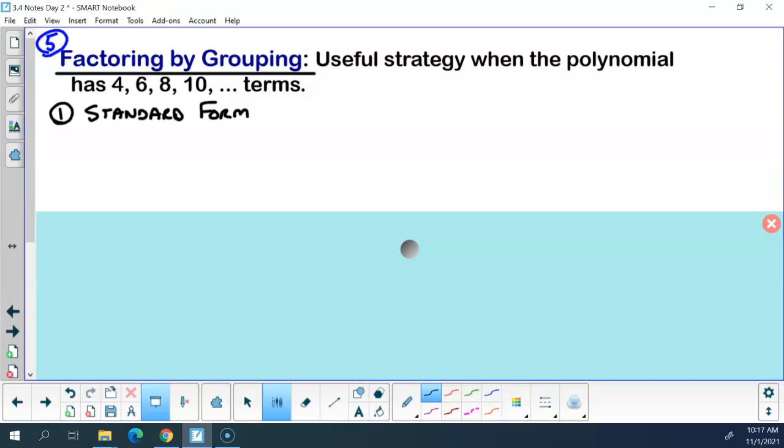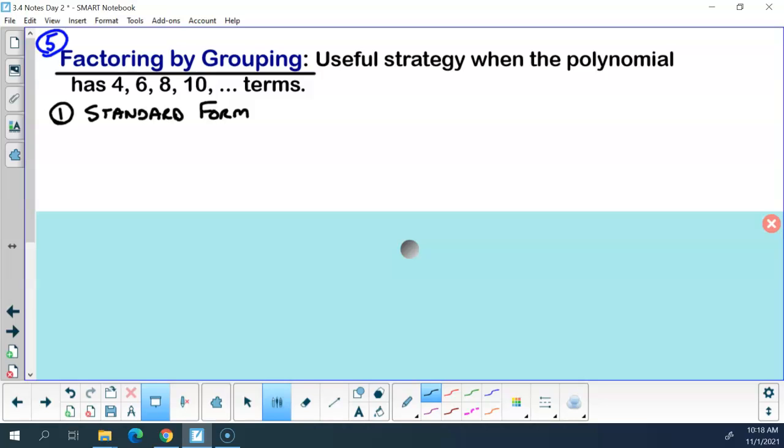The descending order of exponents. The standard form of a polynomial has the biggest exponent first, then the next biggest exponent, then the next, and it ends with the constant, just the number. So that's the first thing you've got to make sure of, that your polynomial is in standard form.